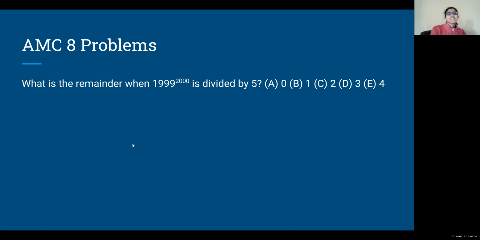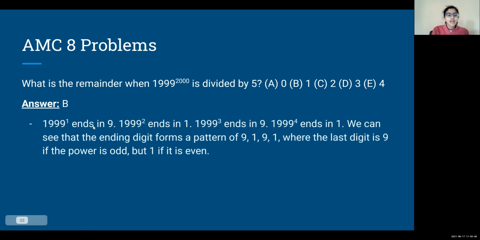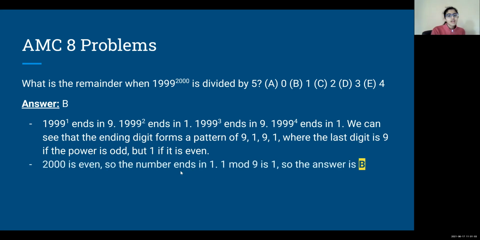Okay. So back to the question. The answer was B, and I think only one or two people got it wrong, but then they changed their answers. So the answer was B. 1999 ends in 9, and when you square that, it ends in 1. Then this repeats 9, 1, 9, 1. So if the power is odd, it ends in 9, but if it's even, it ends in 1. 2000 is even, so the number has to end in 1, so the answer is B.